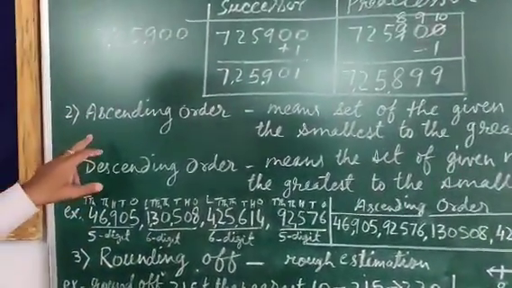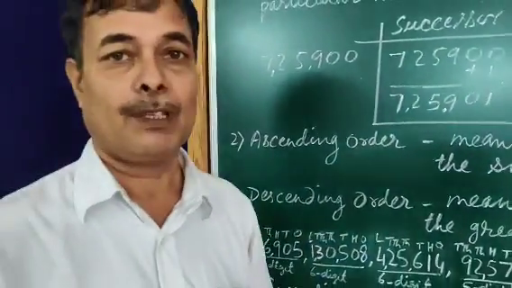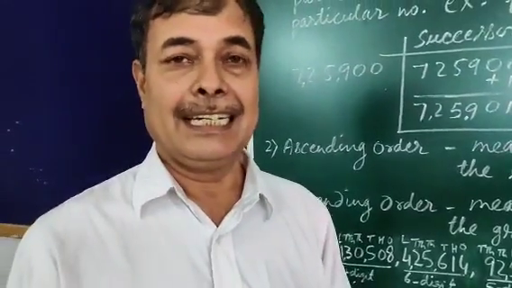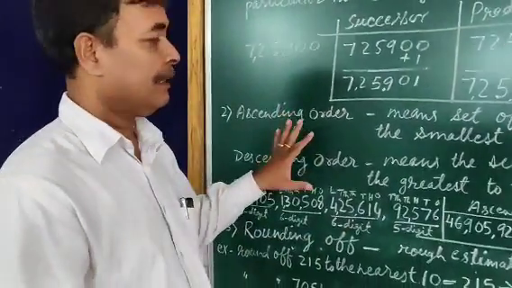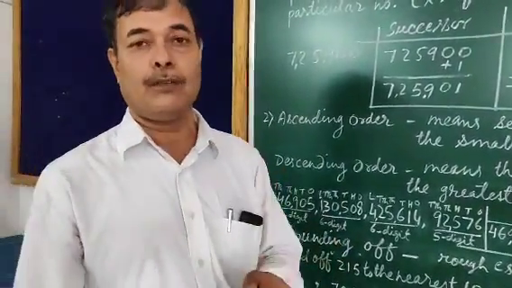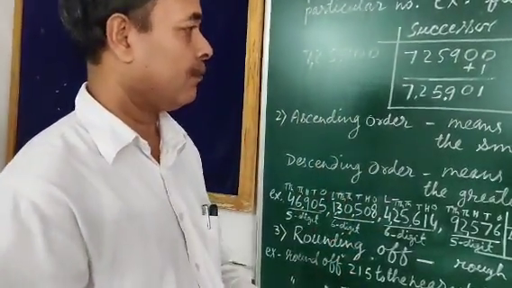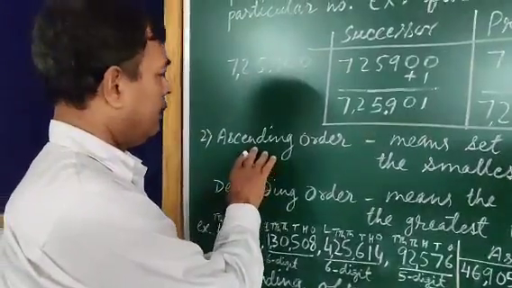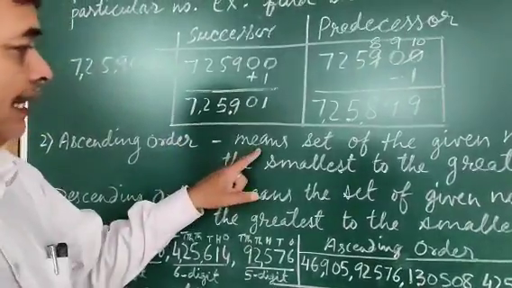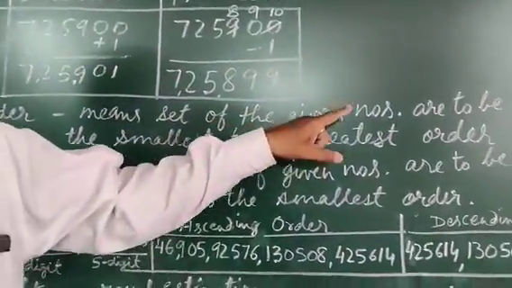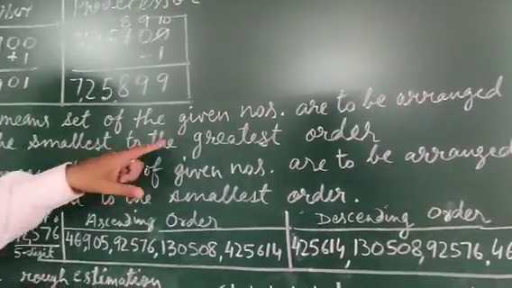Let us move to second topic, that is ascending order and descending order. Children, you studied ascending order and descending order in previous classes also. This is not new for you. Each one of you knows something about ascending order and descending order. Try to know what is ascending order. Look here. Ascending order means set of the given numbers are to be arranged in the smallest to the greatest order.